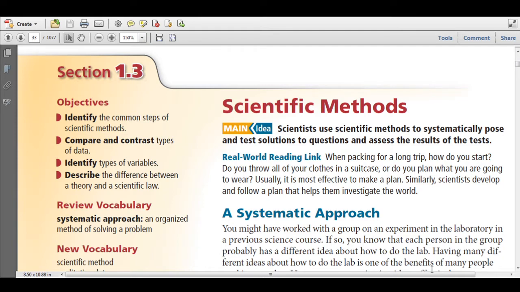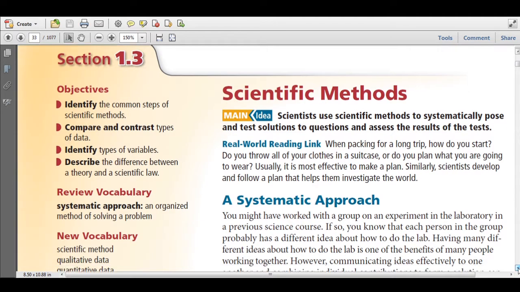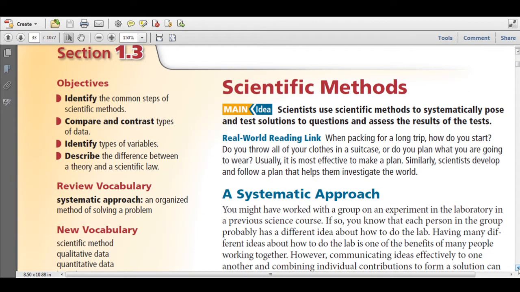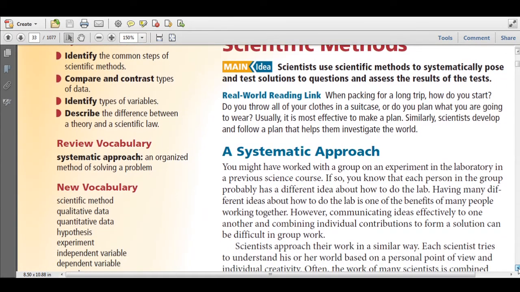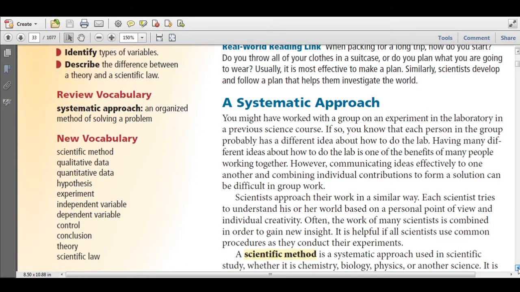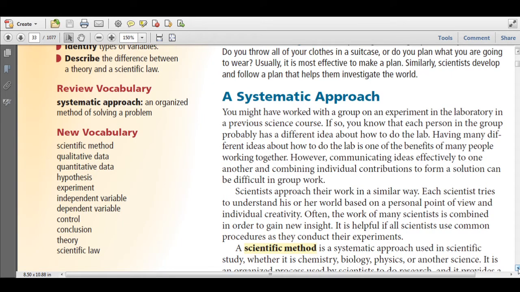Some vocabulary you might want to review is systematic approach. And some new vocabulary is scientific method, qualitative data, quantitative data, hypothesis, experiment, independent variable, dependent variable, control, conclusion, theory, and scientific law.